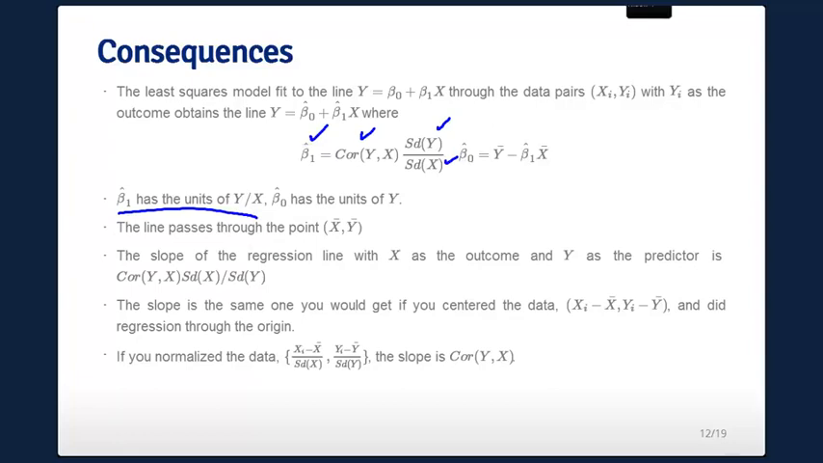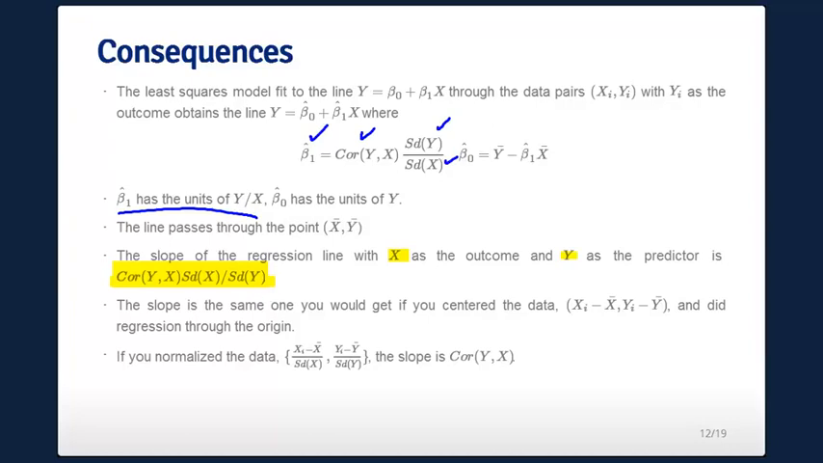The line passes through the point x bar, y bar. You can double check that just by plugging in if you'd like. And the slope of the regression line, if you were to reverse y and x, so x is the outcome and y is the predictor, well, it's pretty clear what would happen. You would wind up with the same correlation times, instead of the standard deviation of y over the standard deviation of x, the standard deviation of x over the standard deviation of y.